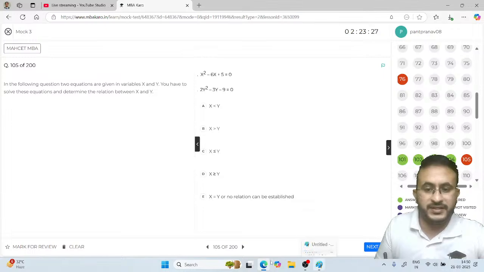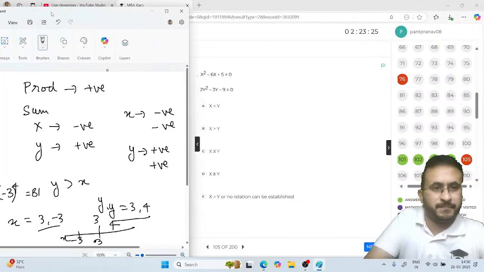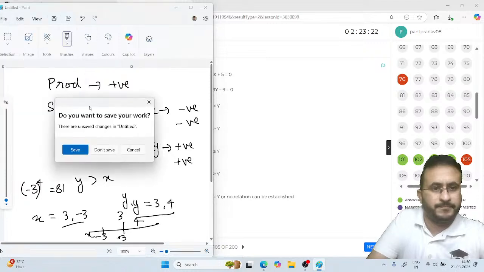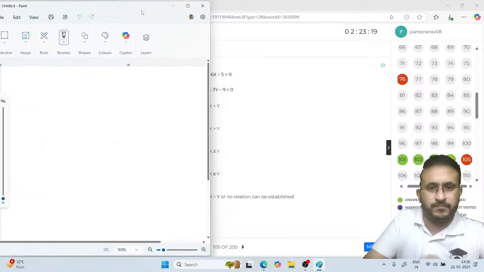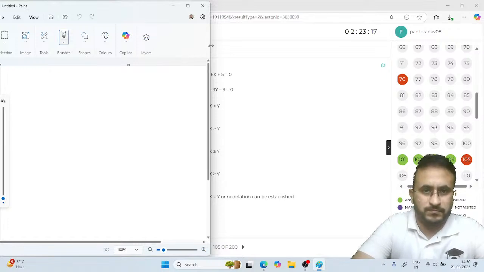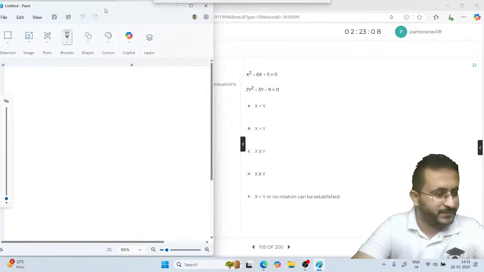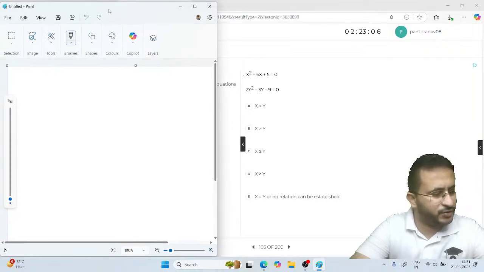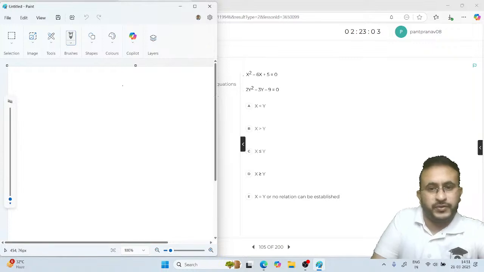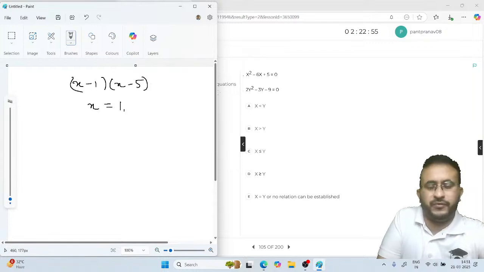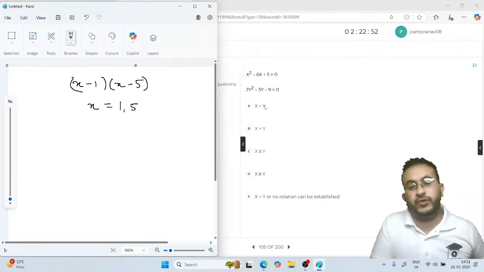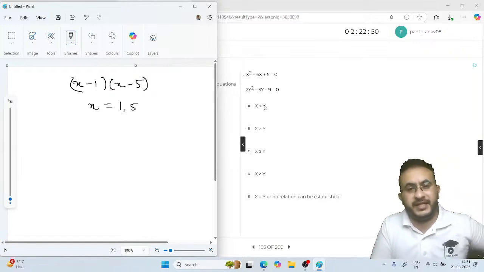Okay, next, let's do this. This is x square minus, or I can do this thing. I hope the question palette as well as the solution both are visible to you. So x square minus 6x plus 5 equal to 0. So x minus 1, x minus 5 again, right? So that means x is equal to 1, 5. And this is 2y square minus 3y minus 9 equal to 0.